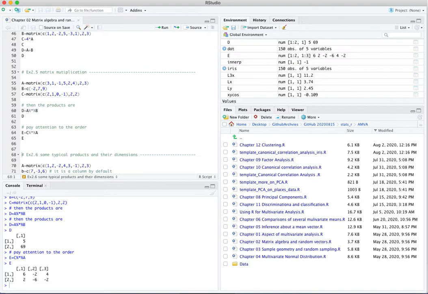Chapter 2 is mainly focusing on matrix operations and matrix manipulation. It's a fundamental step before the rest of the chapters in the book, and it is fairly important that you understand the basic operations. Examples 1 to 5 involve a few operations of the matrix.